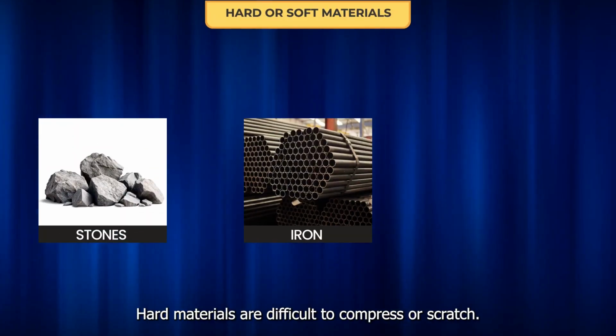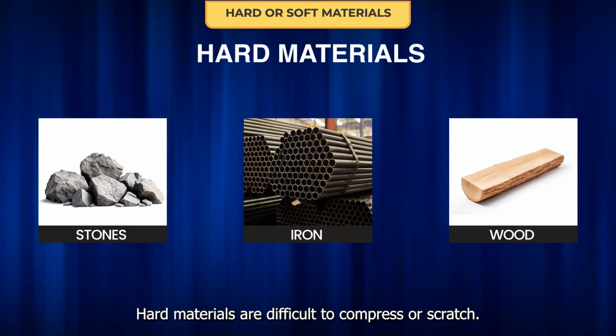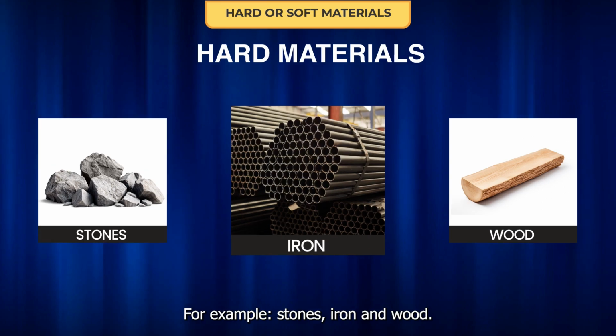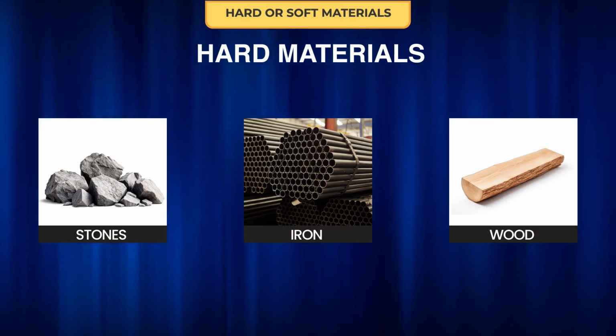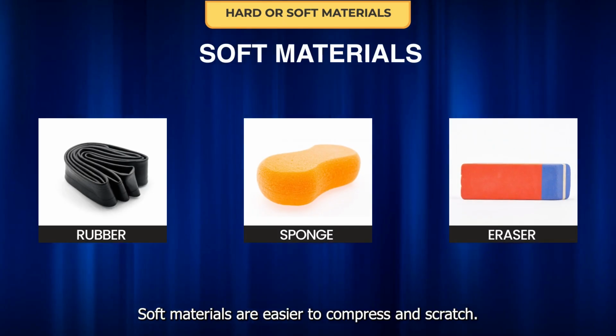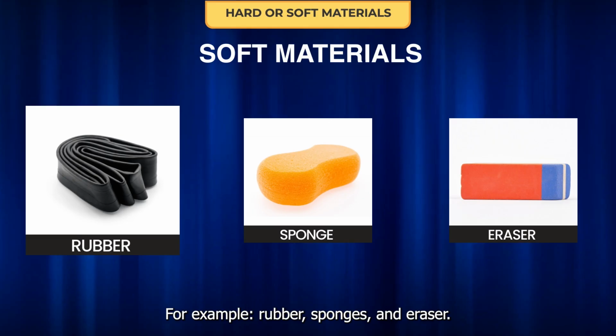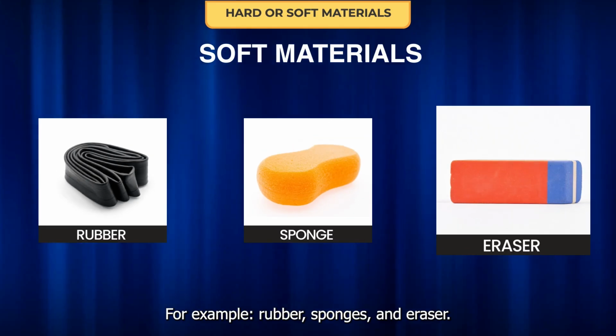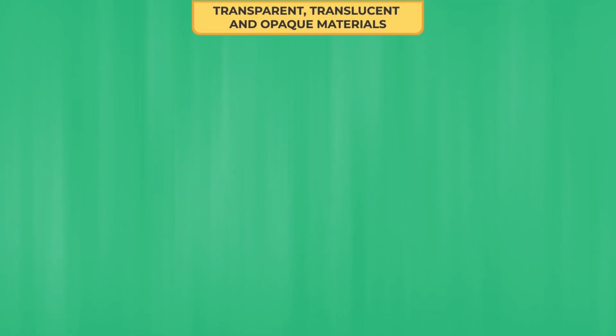Hard or soft materials. Hard materials are difficult to compress or scratch. For example, stones, iron, and wood. Soft materials are easier to compress and scratch. For example, rubber, sponges, and eraser. Transparent, translucent, and opaque materials.